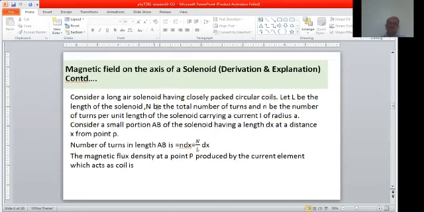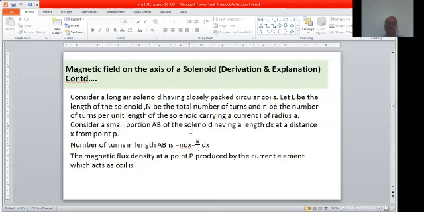Now consider a long air solenoid. Air solenoid means we have kept nothing inside the solenoid; air is there. Sometimes the copper winding is done over a soft core material to increase the magnetic induction, and at that time the name will be different. So, with closely packed circular coils, let capital L be the length of the solenoid, capital N the total number of turns, and small n the number of turns per unit length of the solenoid carrying a current I, with radius A.